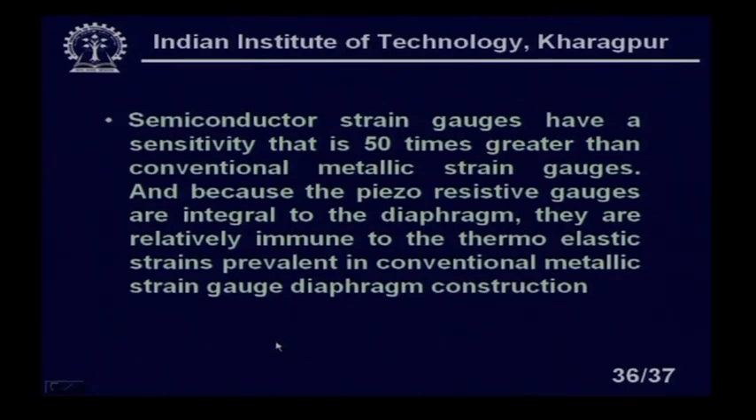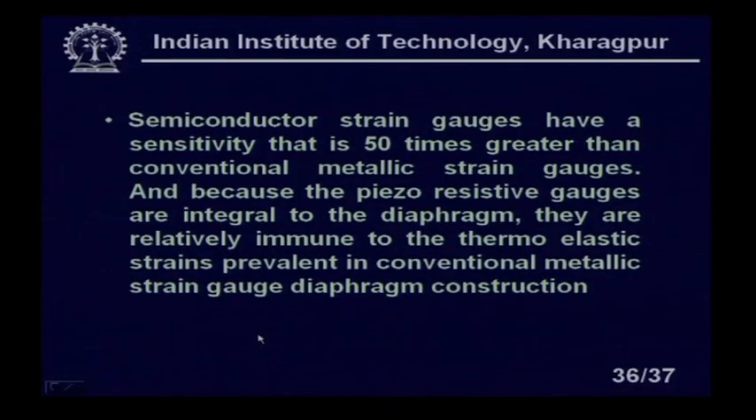Now, semiconductor strain gauges have a sensitivity that is almost 50 times greater, sometimes even more, because in the case of advance it is 2, but if you use some other, suppose isoelastic, which has around 3 to 3.5. So, in that case it is 50 times greater than the conventional metallic strain gauges, and because the piezoresistive gauges are an integral part of the diaphragm, they are relatively immune to the thermoelastic strain prevalent in the conventional metallic strain gauge diaphragm constructions, right.